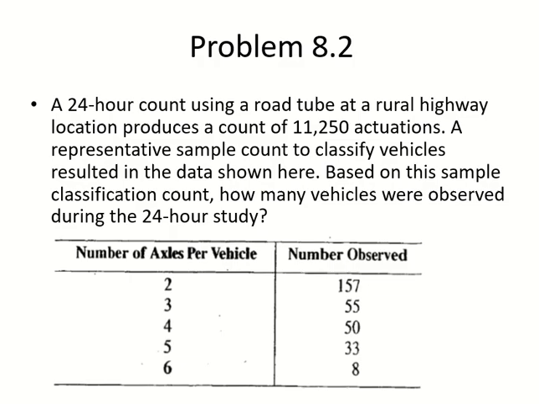So let's say a pneumatic road tube was used for 24 hours. Now we already said that manual studies are not done for longer times. So this is where the automated studies come in handy. So you did it, and the tube gave you a count of 11,250. The count of the tube is 11,250. Now, as I said, this is not the count of vehicles. This is the count of the sets of tires, axles.